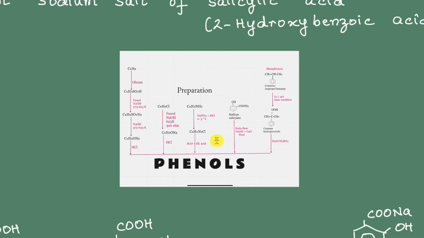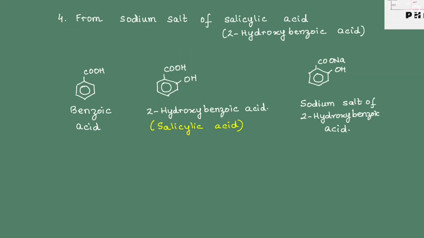The third method of preparation involves the treatment of sodium salicylate with soda lime. Now this reaction, I'm going to break it into smaller bits for you to correlate it with some new knowledge and some knowledge that you already have. C6H5COOH, what is this compound? Yes, it's benzoic acid according to the IUPAC system as well.